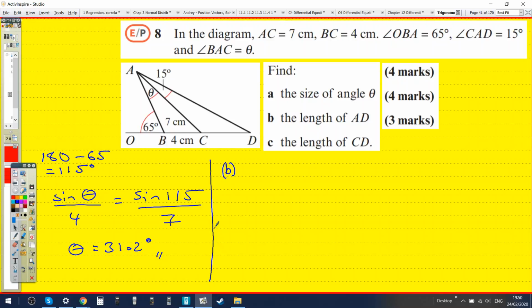Would you then use a 30? Would you do something like sine 115 over... equals sine 15 over something? So we've got a few unknowns there.